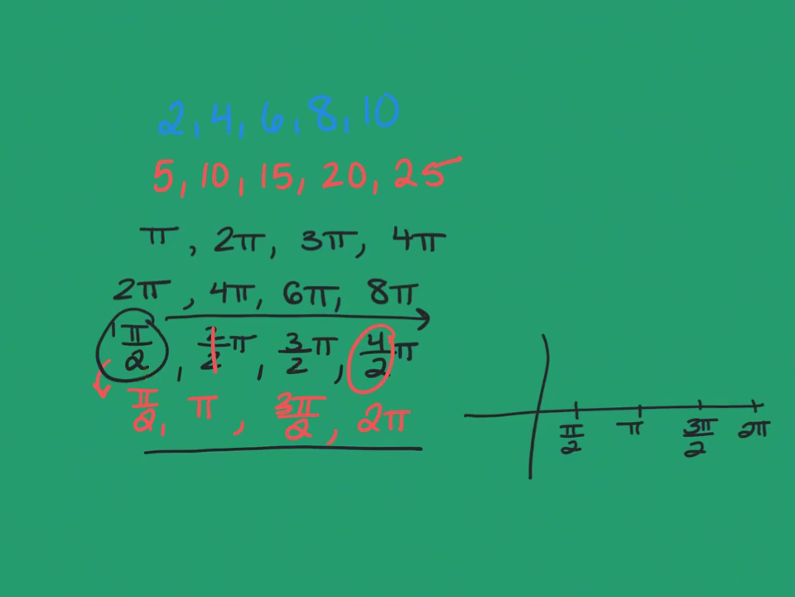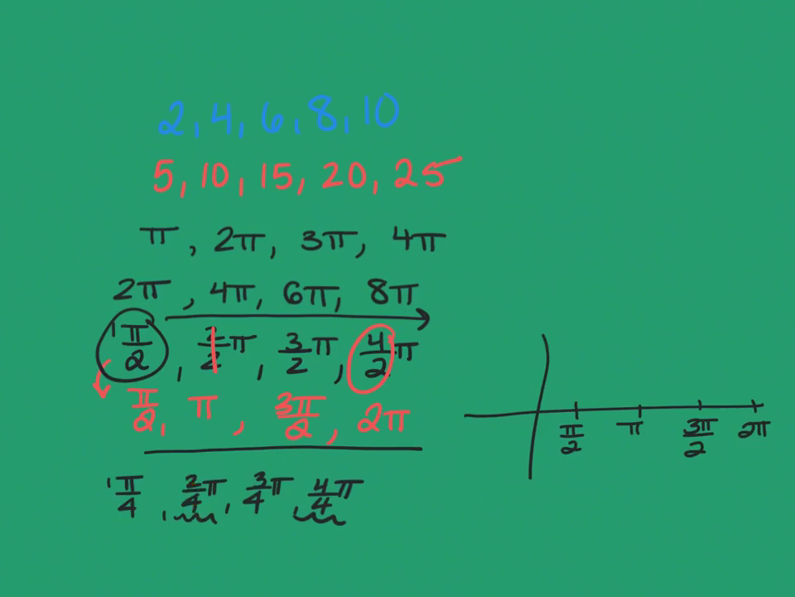Let's just do one more for fun. Let's just say I wanted to count by pi over 4. That's the same thing as saying 1/4 pi. So if I'm counting by fourths, 1/4, 2/4, 3/4, 4/4, right? That's what we count by. And if I wanted to simplify, this one can simplify and this one can simplify, right?